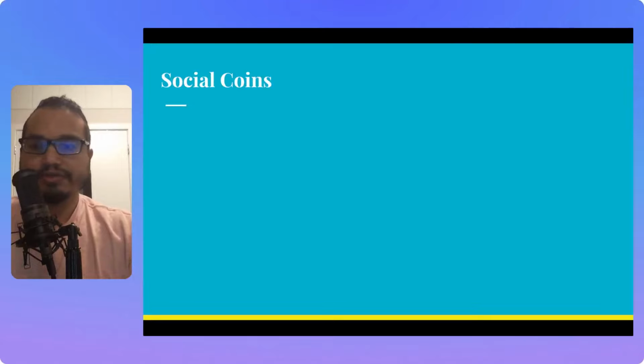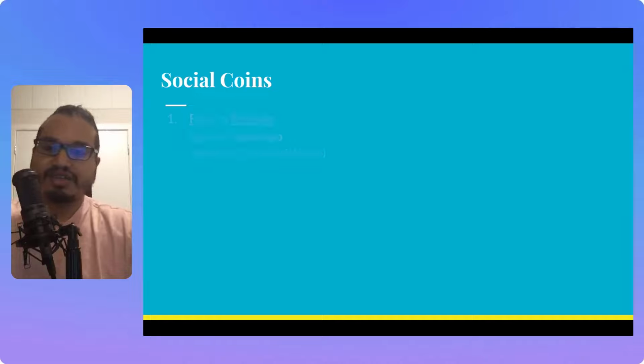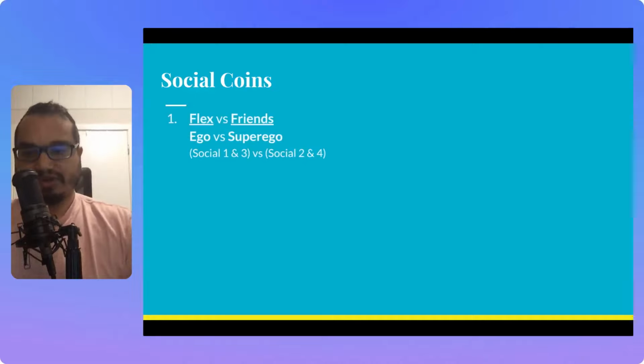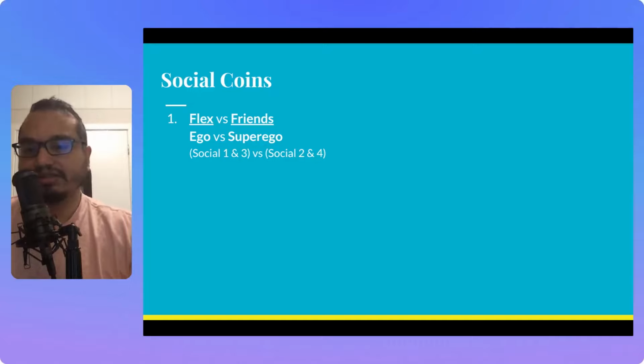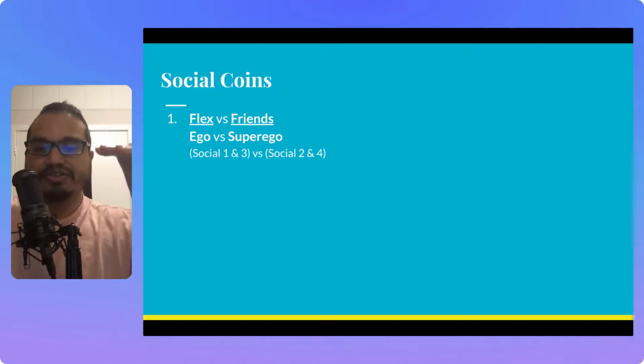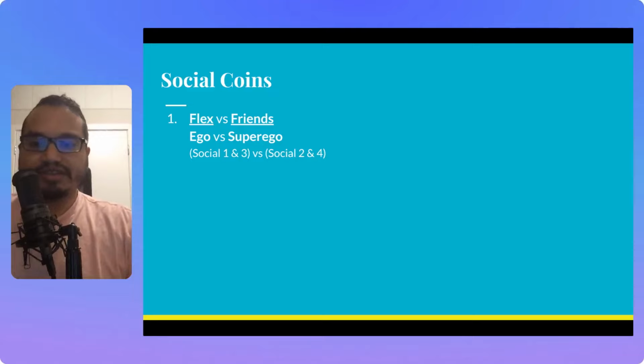Continuing on here, we have the social coins. We can't really talk about social type without talking about the first coin, which is flex versus friends. I'm using alternate naming here as well, just trying out different words, different SI words, ego versus super ego. And we see the first kind of combination: the social one and the social three both have flex, and the social two and four both have friends. So it's kind of interesting how it staggers there. Flex being more DI like and friends being more DE like.